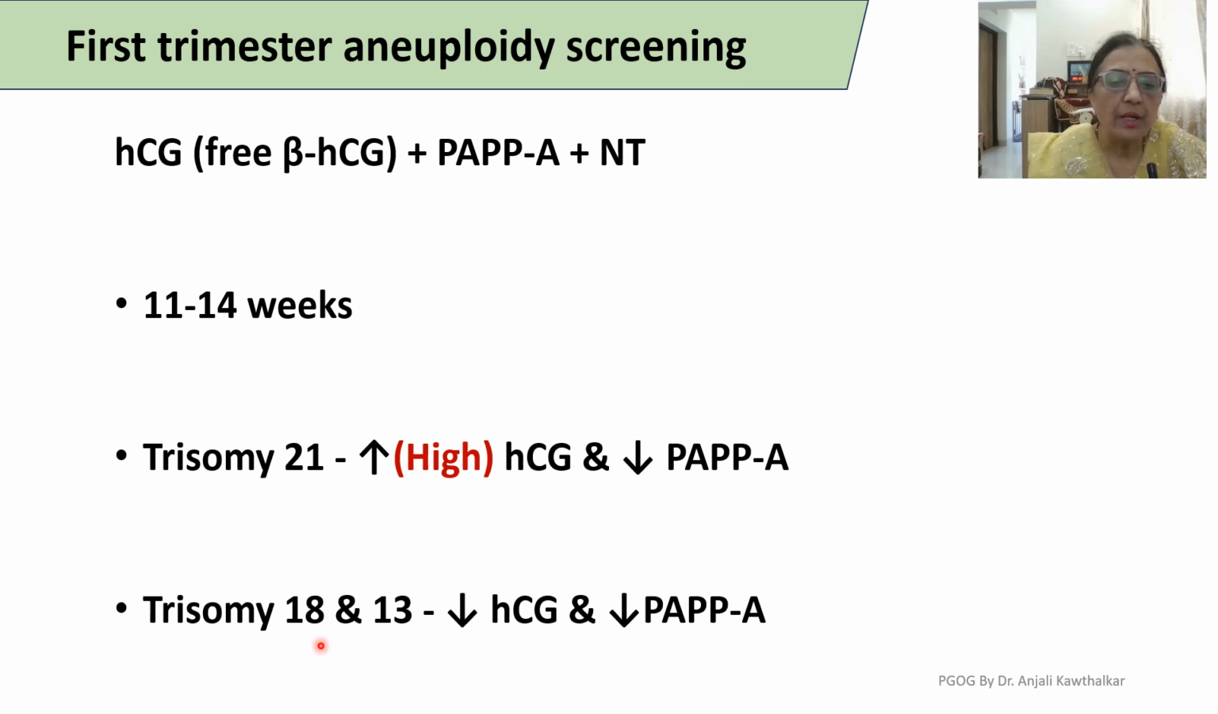Whereas with trisomy 18 and 13, there is a lowered hCG as well as PAPP-A. It is easier to remember that 18 and 13 lead to a fall in both. Whereas with Down syndrome, there is a higher hCG, H is for high, higher hCG, and lower level of PAPP-A.